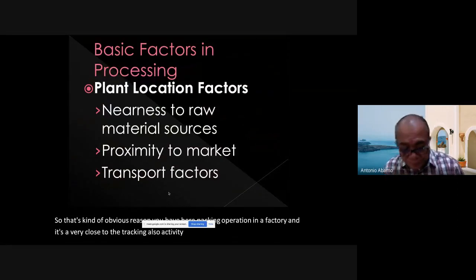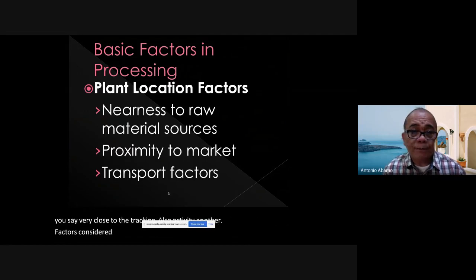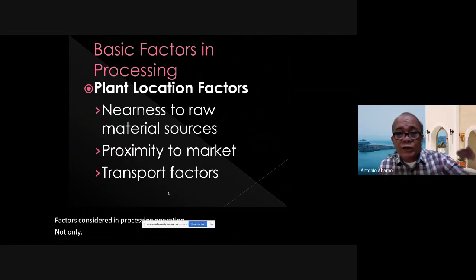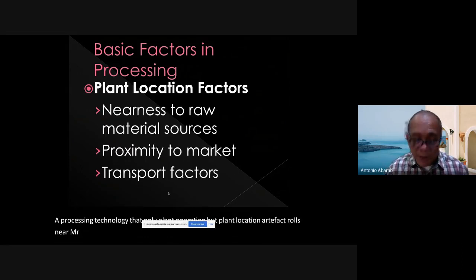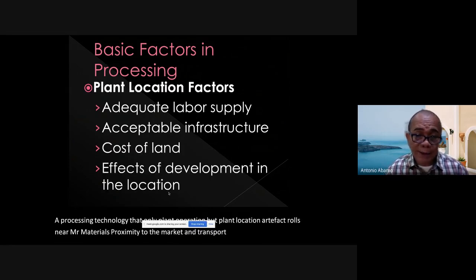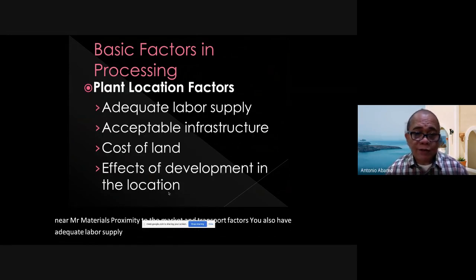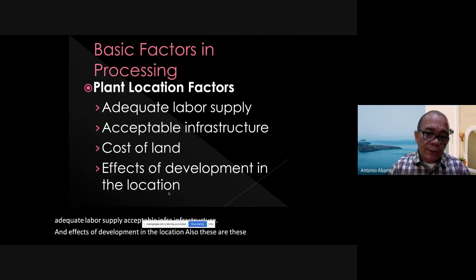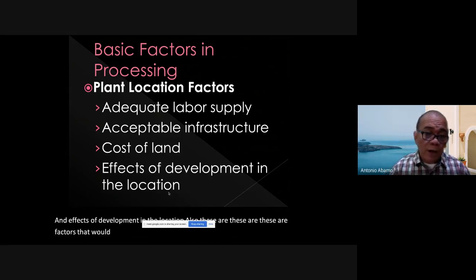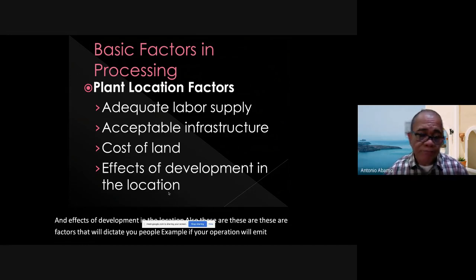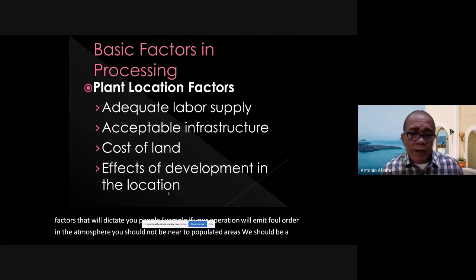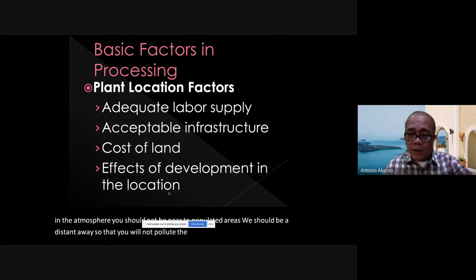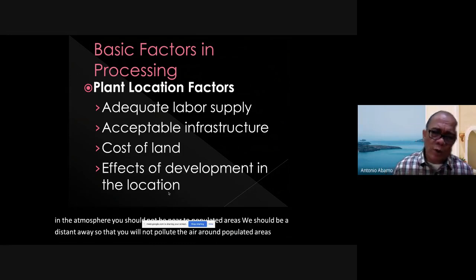Another factors considered in processing operation, not only processing technology, not only plant operation, but plant location as a factor also. Nearness to raw materials, proximity to the market, and transport factors. You also have adequate labor supply, acceptable infrastructure, and effects of development in the location also. These are factors that would dictate. For example, if your operation will emit foul odor in the atmosphere, you should not be near to populated areas. You should be a distance away so that you will not pollute the air around populated areas. That's one thing also, effects of the development in the location.